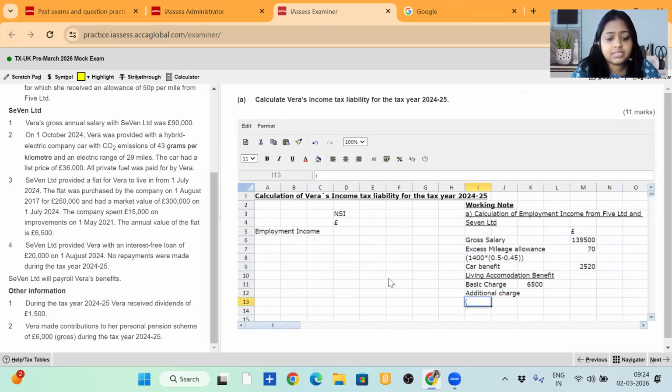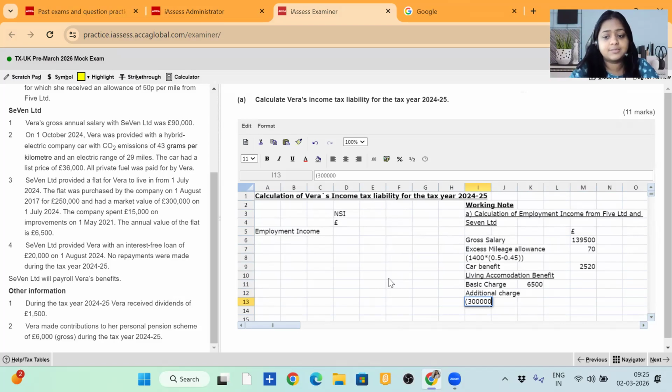Additional charge, I will take 300,000. And while you do the question, note just below the line, write a note that in case of living accommodation benefit, we will take market value when it is first provided to the employee and not the cost, additional cost and capital improvements, as the period between the date when it was purchased by the employer and when it was first provided to the employee is more than 6 years. Write that note in your answer.